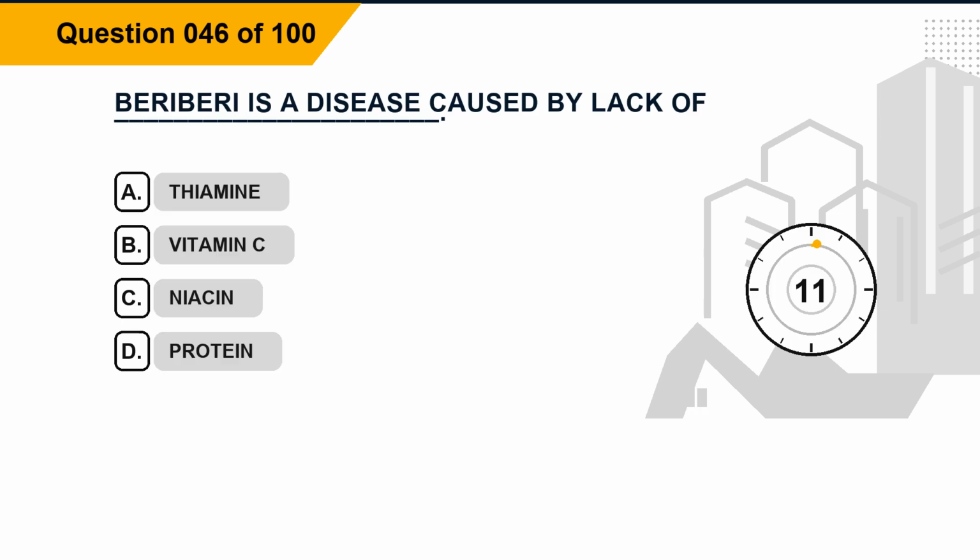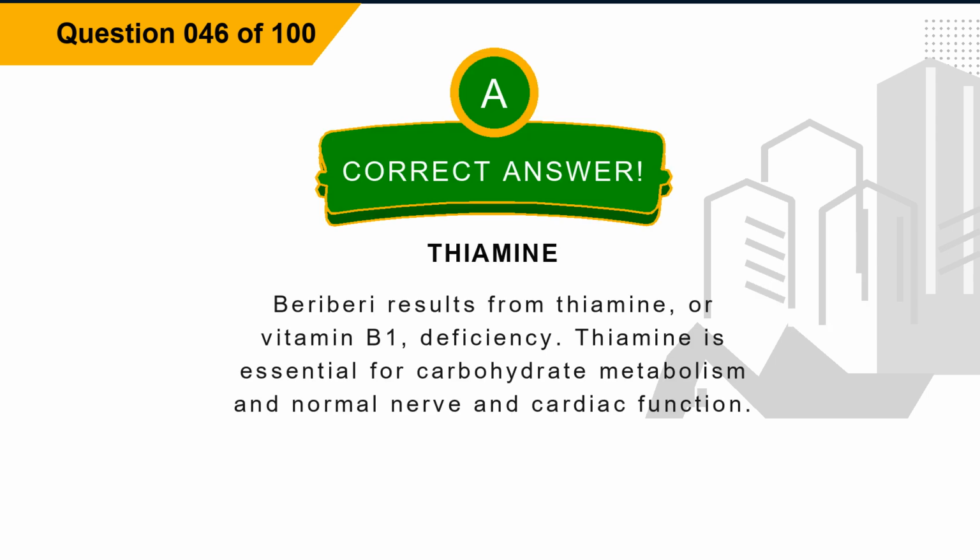Question 46. Beriberi is a disease caused by lack of blank. Option A, thiamine. Option B, vitamin C. Option C, niacin. Option D, protein. The correct answer is option A, thiamine. Explanation. Beriberi results from thiamine, or vitamin B1, deficiency. Thiamine is essential for carbohydrate metabolism and normal nerve and cardiac function.